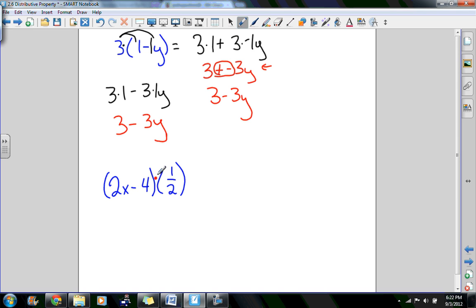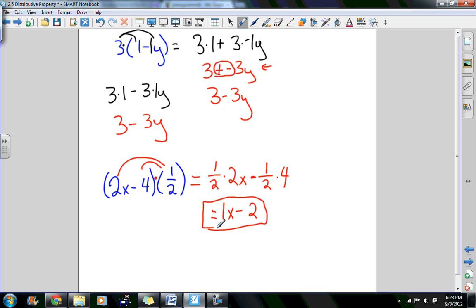Down here on the bottom, we have a 1/2 that is going to get distributed. So I'm going to get 1/2 times 2x, or 2x times 1/2, which means the same thing. And now I'm going to put the minus in here, and I'm going to go 1/2 times 4. 1/2 times 2x will be 1x, or just x. Either way is fine. And here I'll put a minus, and I get 1/2 times 4. Well, a half of 4 is just 2, and that's our answer.